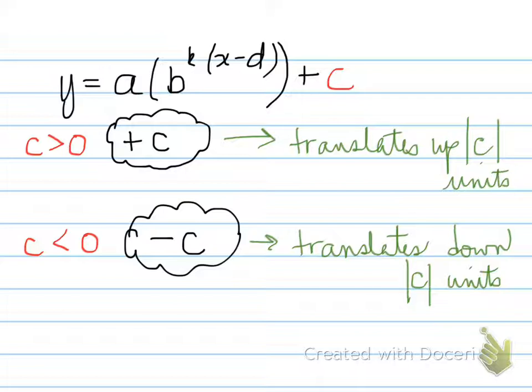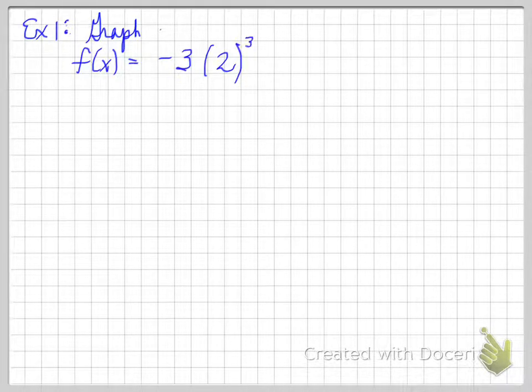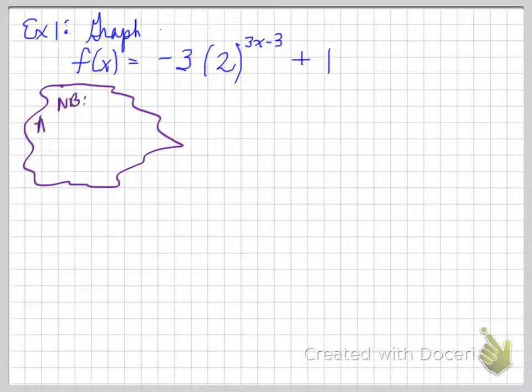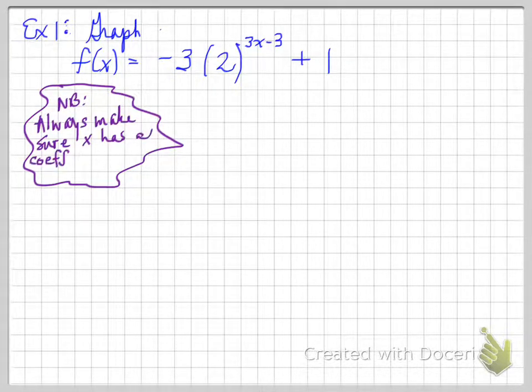How does this help us? Well, let's look at the next problem. Example 1. You're asked to graph the following function. When you're asked to graph a function, you need to follow the proper steps. The first step is to get x to have a coefficient of 1. Step 1, you must see 1 where? At the x. So always make sure that x has a coefficient of 1.